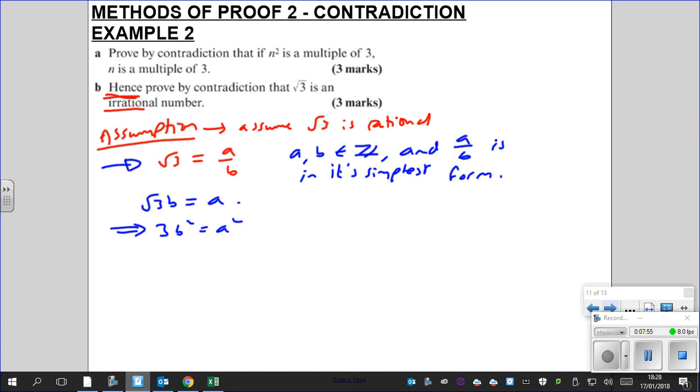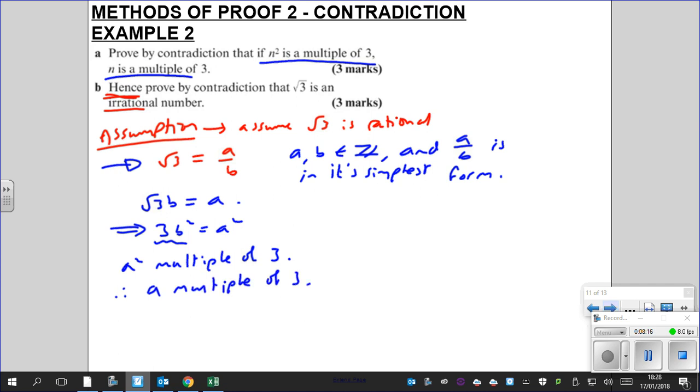So can you see, because a squared is 3 times something, a squared must be a multiple of 3 then. And from part A, we said that if n squared is a multiple of 3, then n is a multiple of 3. So therefore, a must be a multiple of 3. Do you see? That proof has led us to say that therefore a we could express as 3k, where k is an integer again. Okay?